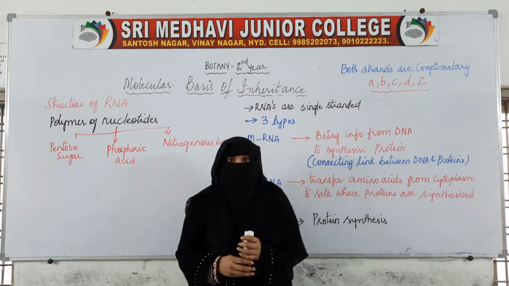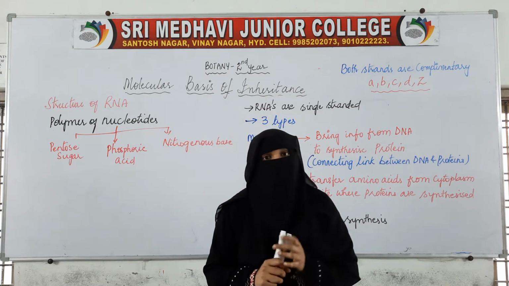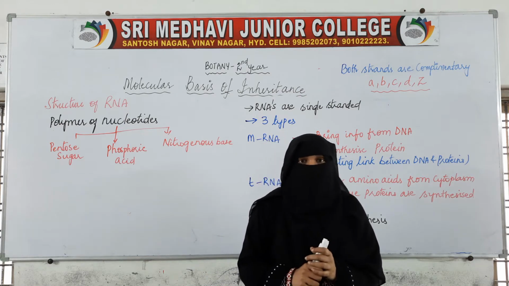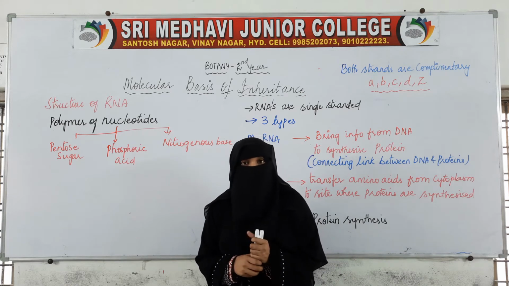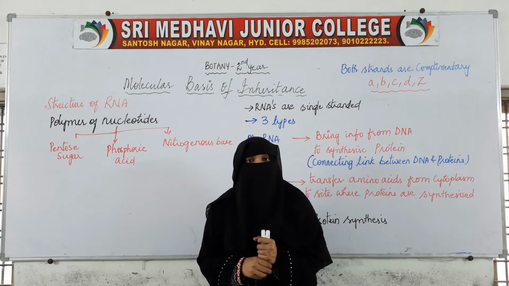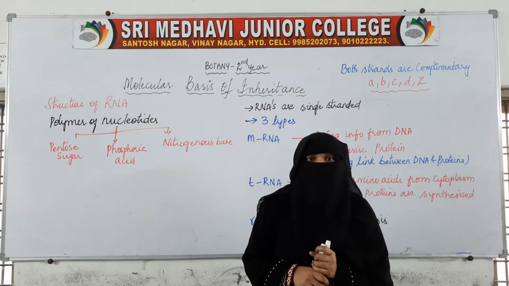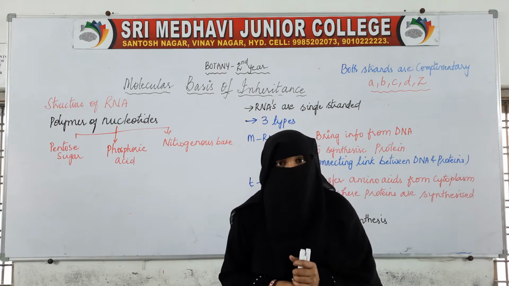Welcome everyone. In the previous class, we have seen the structure of DNA. We already know that nucleic acids are of two types: DNA, that is deoxyribose nucleic acid, and the next is RNA, ribose nucleic acid. In the previous class, we have seen the structure of DNA, that it is made up of two strands.